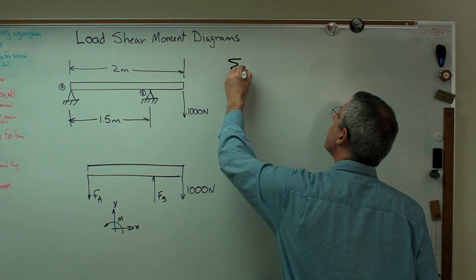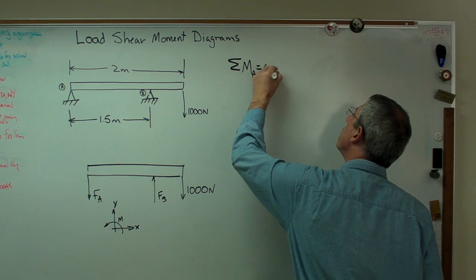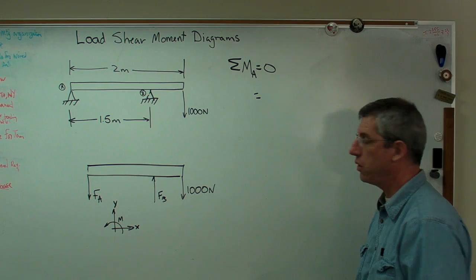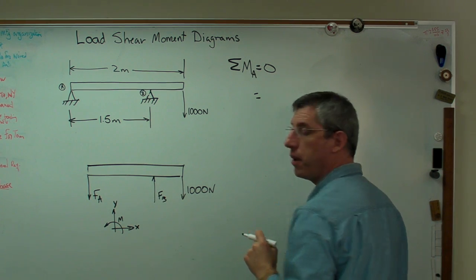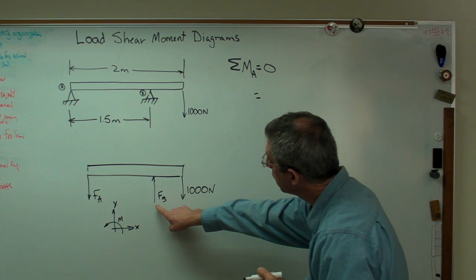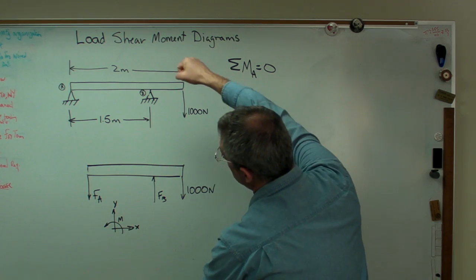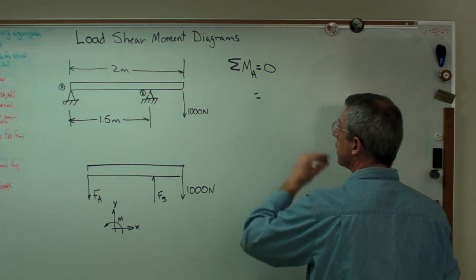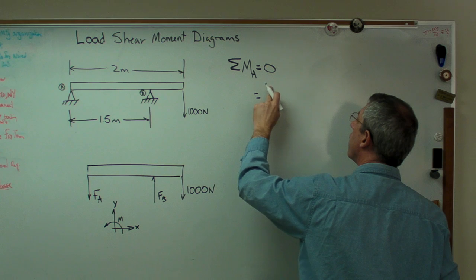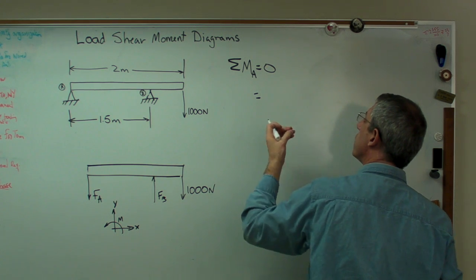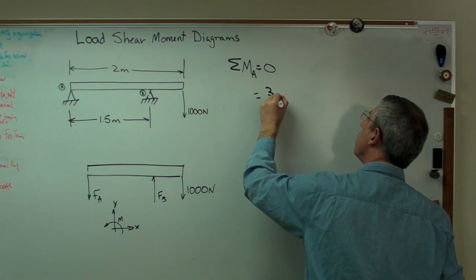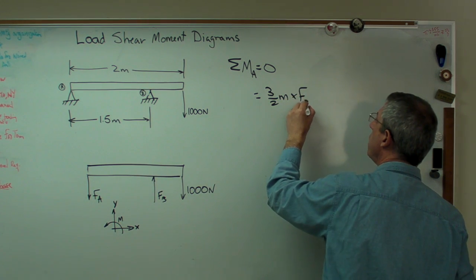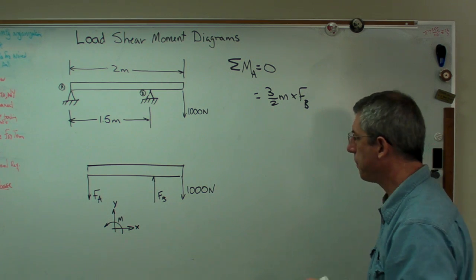So let's do that. So the sum of the moments at point A equals 0, and we're going to start here. There's no moment due to force A because there's no moment arm. There's going to be a moment arm here of 1.5 meters, and because that force is vertical, it's going to try to make the beam rotate counterclockwise, giving me a positive moment. It agrees with my sign convention. So I'm going to write this as 3 over 2 meters, that's 1.5 meters, times FB. I don't know what FB is yet, but I'll find out soon enough.